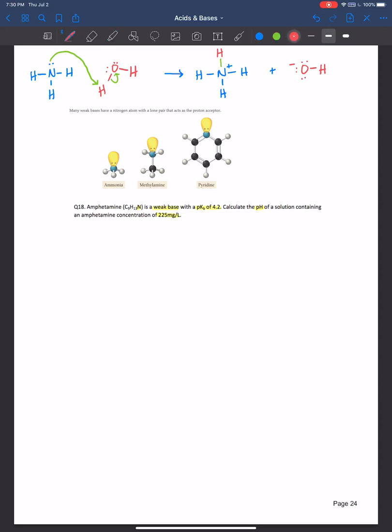So first things first, I know eventually I'm going to have to do a rice table and set up a Kb expression. So I'm going to figure that out first. I'm going to write up here actually because I know that we need lots of space here. So pKb is equal to 4.2. To find the Kb, that's 10 to the negative pKb, so 10 to the negative 4.2, so that's 6.309573 times 10 to the negative fifth is the Kb, so we'll use that in a little bit.